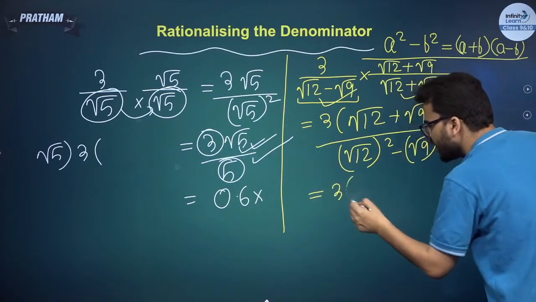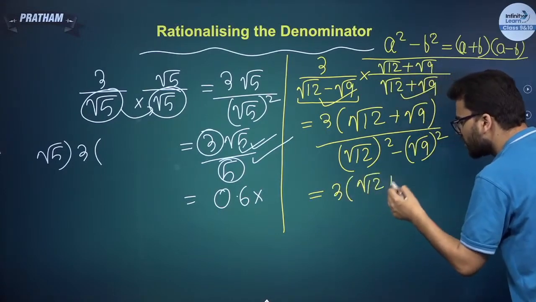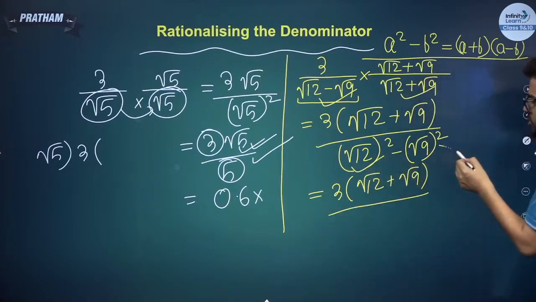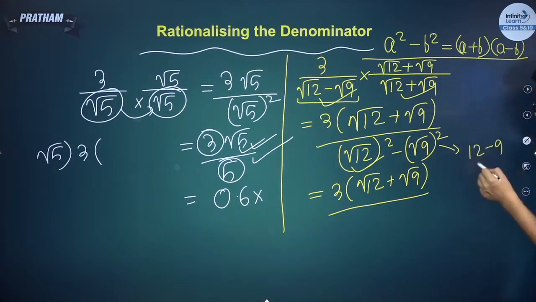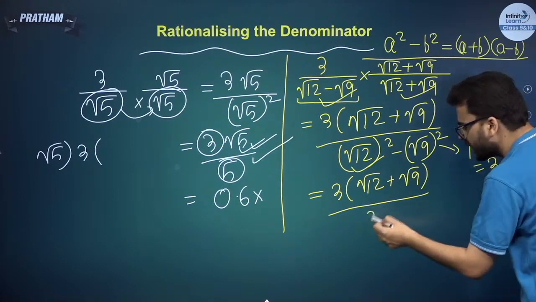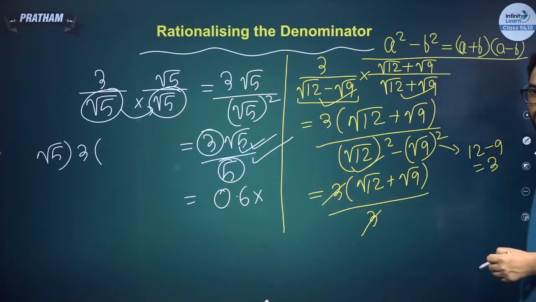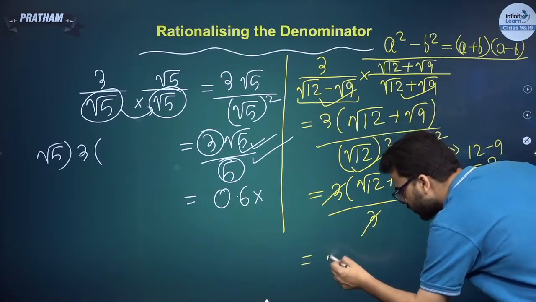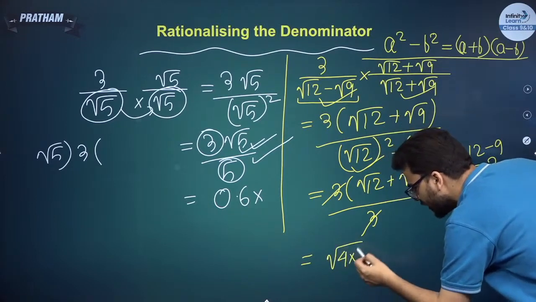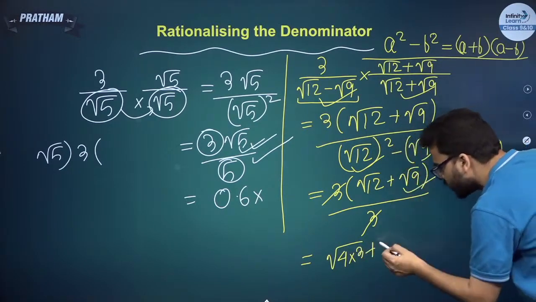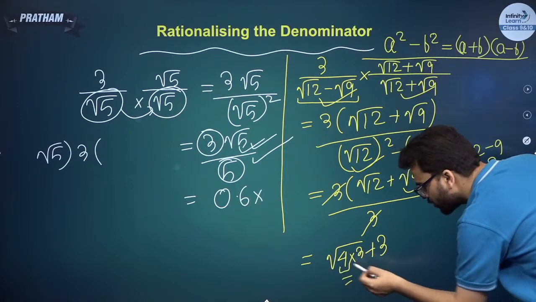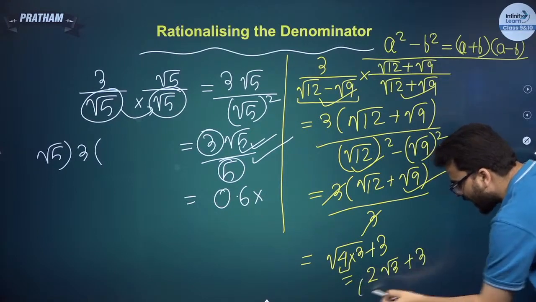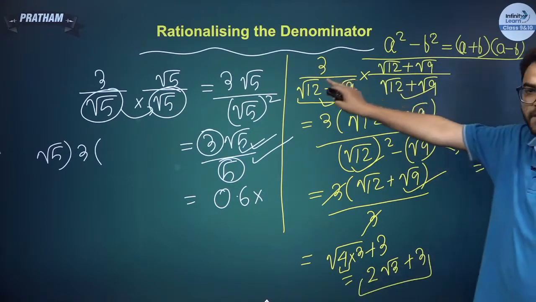So that will give you 3 into root 12 plus root 9, and in the denominator what is it guys? Root 12 square is 12, root 9 square is 9. So that is basically 3 only in the denominator. So this will get cancelled out. Now don't leave the answer in that form, you can further simplify, because square root of 12 can be written as square root of 4 into 3 and square root of 9 can be written as only 3. And you see this is 4, so 2 will come out of the square root. So it is 2 root 3 plus 3. This is the answer after rationalizing the denominator of this thing.